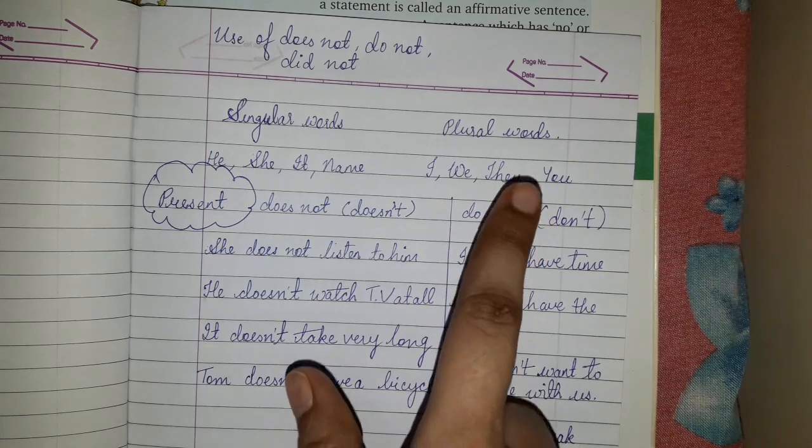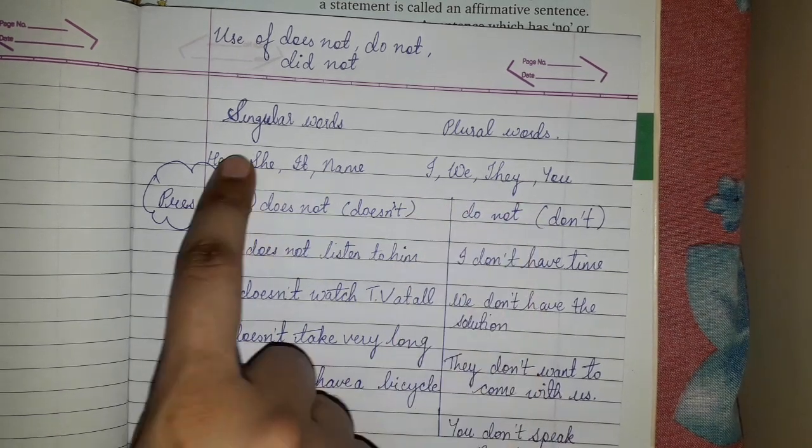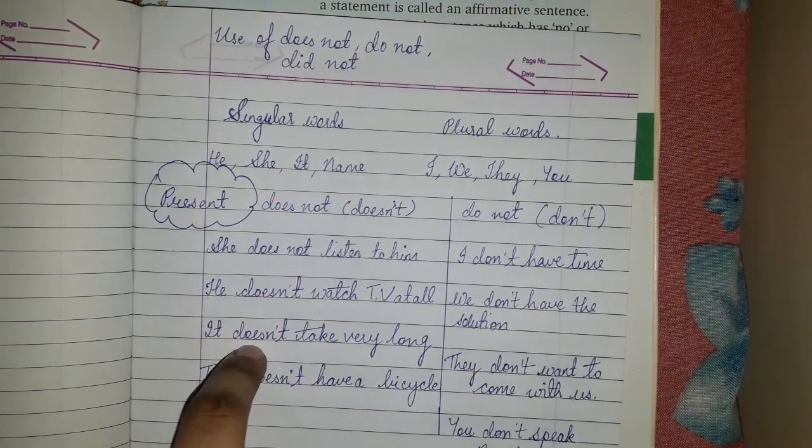This is the specific rule of English grammar. With these words we always use do not, and with these words we always use does not, when we are talking about the present tense.